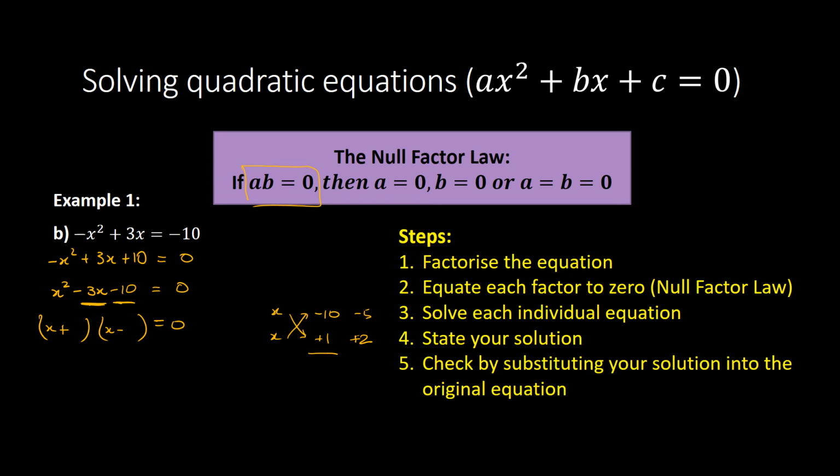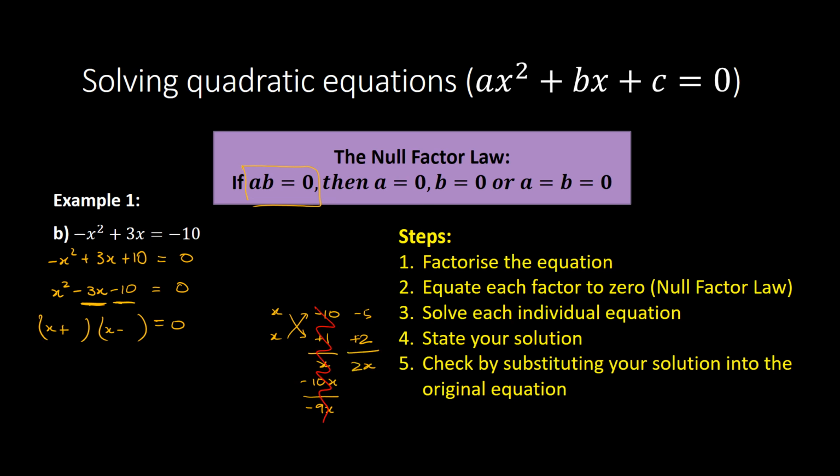X times positive 1 is positive x. X times negative 10 is negative 10x. Add them together. X minus 10x is negative 9x, which is not what we want. Right? We want negative 3x. So that one's no good. We don't want that one. I'm just going to scratch it out.